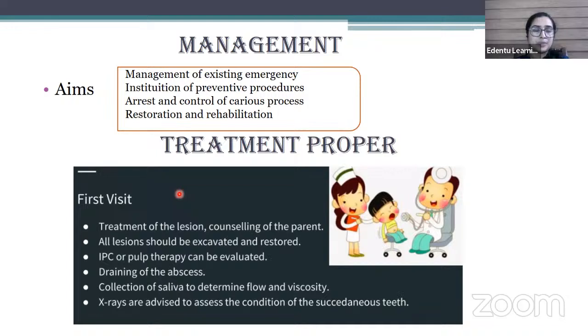Getting on to the proper treatment of how to manage ECC, the first visit is when you will go for the treatment of the lesion as well as counseling of the parent. This is where you could consider indirect pulp capping or pulp therapy, which can be evaluated, draining of abscesses if present, and collection of saliva. Basically, you have to determine the flow as well as the viscosity, and X-rays are to be advised so that you could assess the condition of the succedaneous teeth. So this is regarding the first visit.